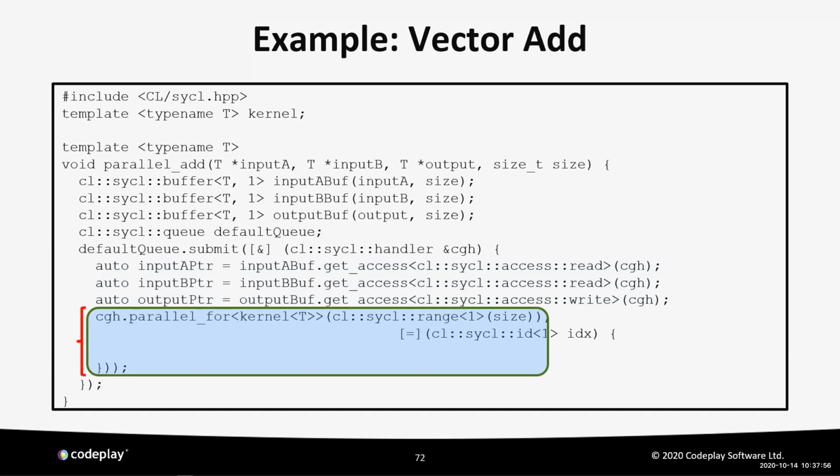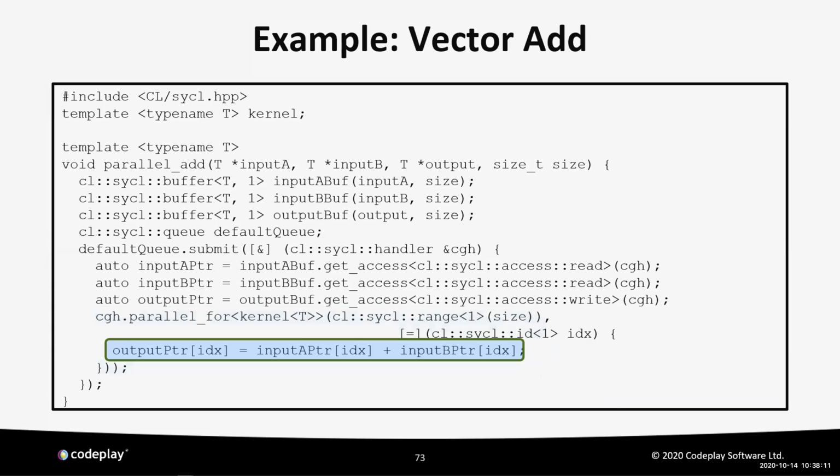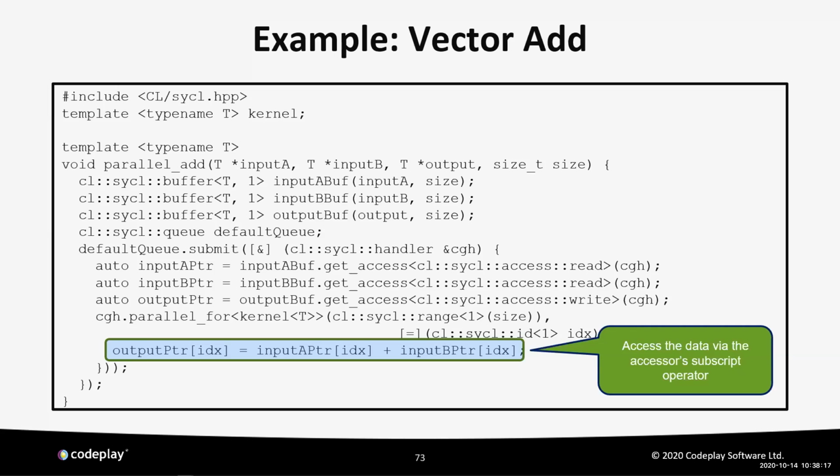And then I would call a parallel for, passing in a kernel with a lambda expression for the range. So here I'm essentially creating a parallel for to define a kernel, and then I would do the computation. This is exactly what the serial computation would look like. In this case, I would access the data via the accessor's subscript operator. And it looks very natural, very much like what you would think.